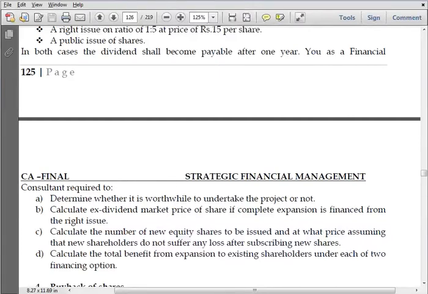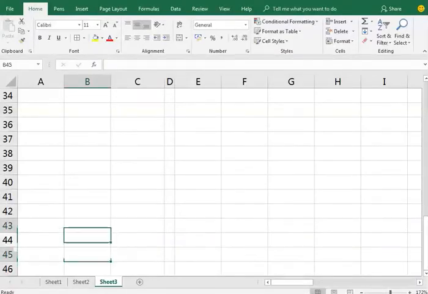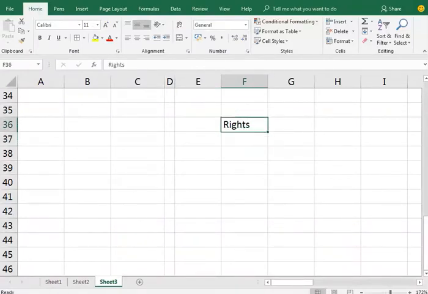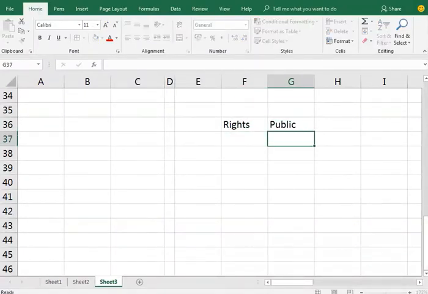And the benefit to the existing shareholders will be 20 crores for both. We'll do the calculation, but it has to be 20 crores for both scenarios, because that's the NPV of the project. Now listen for some time. So I do a rights issue, I do a public issue, two options.